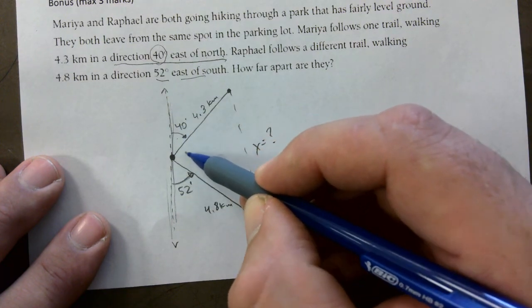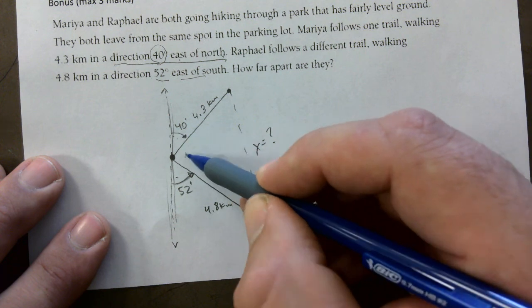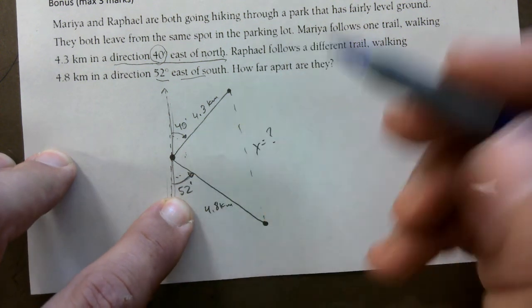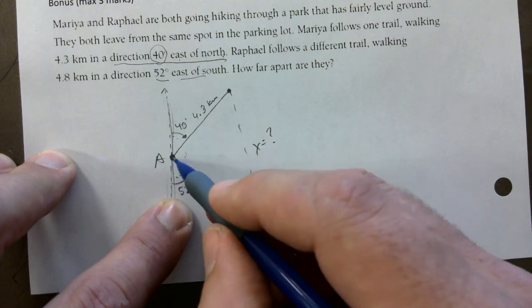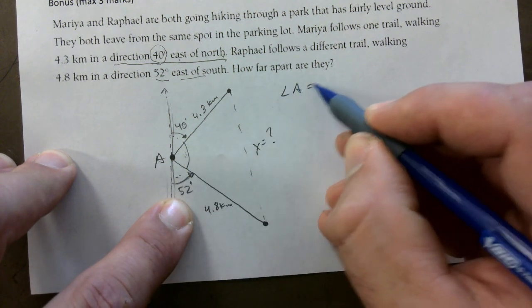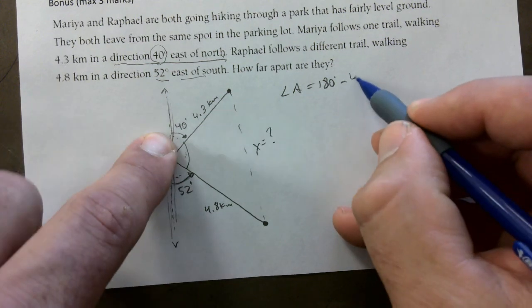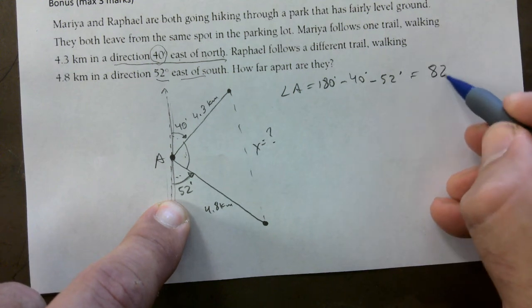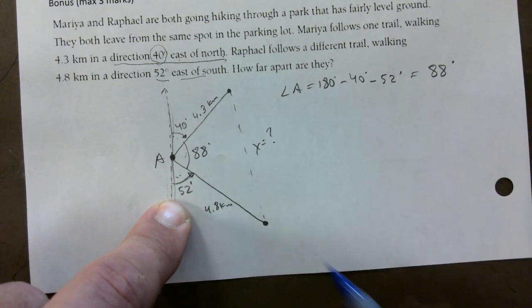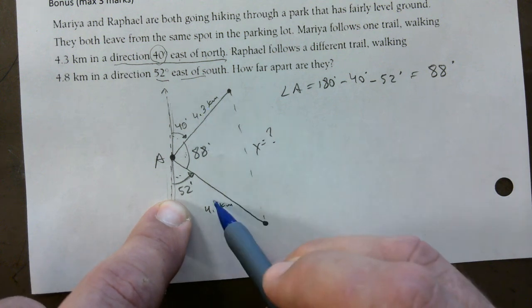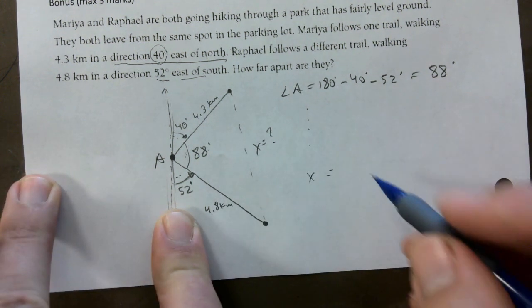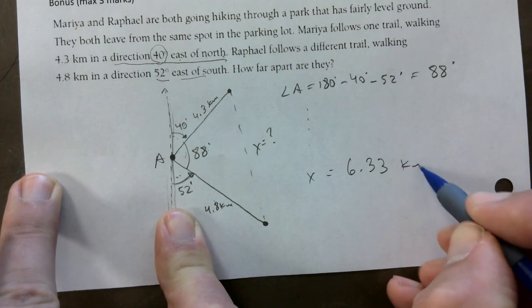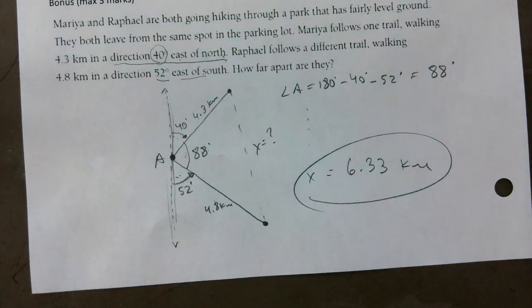But how many angles are there? There are 3 angles. You know 2 of them. So if this is, let's say, angle A here, angle A would be 180 minus the 40 minus the 52. So whatever is along that straight line, that gives you 88 degrees. So that's the angle. So it's side angle side. I will just tell you that x is 6.33. And if your diagram was off, but you got the 6.33, you got partial marks.